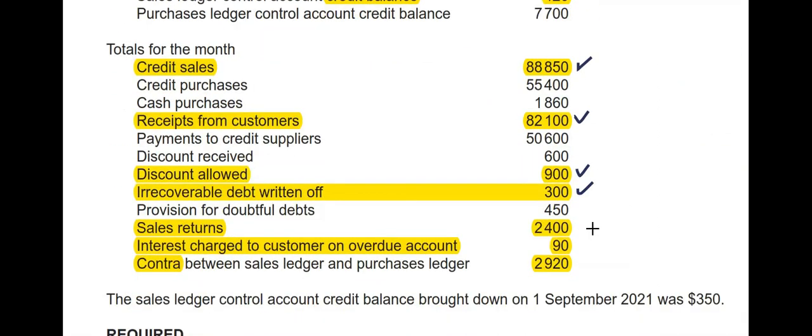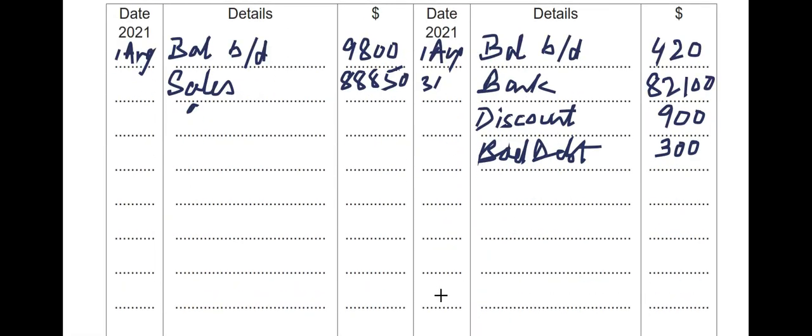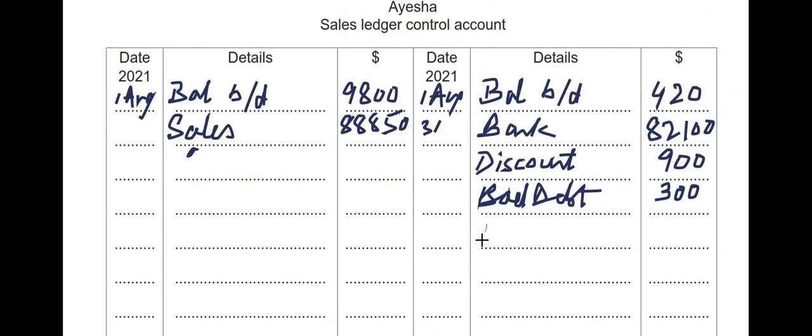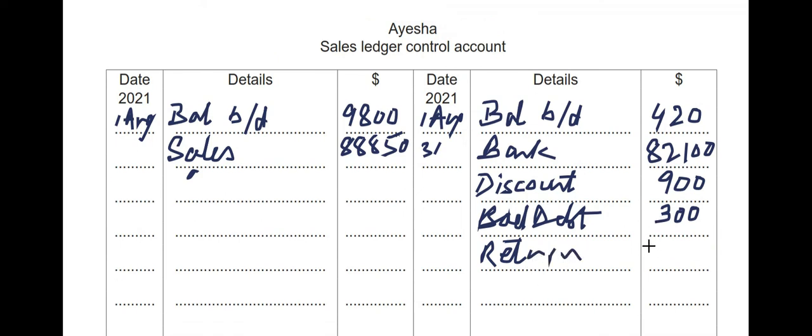Looking back at the question, now we have sales returned. If the credit customer has returned some goods to us, they should not be part of our receivables, so we'll write returns again on the credit side, because any amount that is reducing the amount of credit sales will be entered on the credit side. So 2400 returns, and then the contra entry.